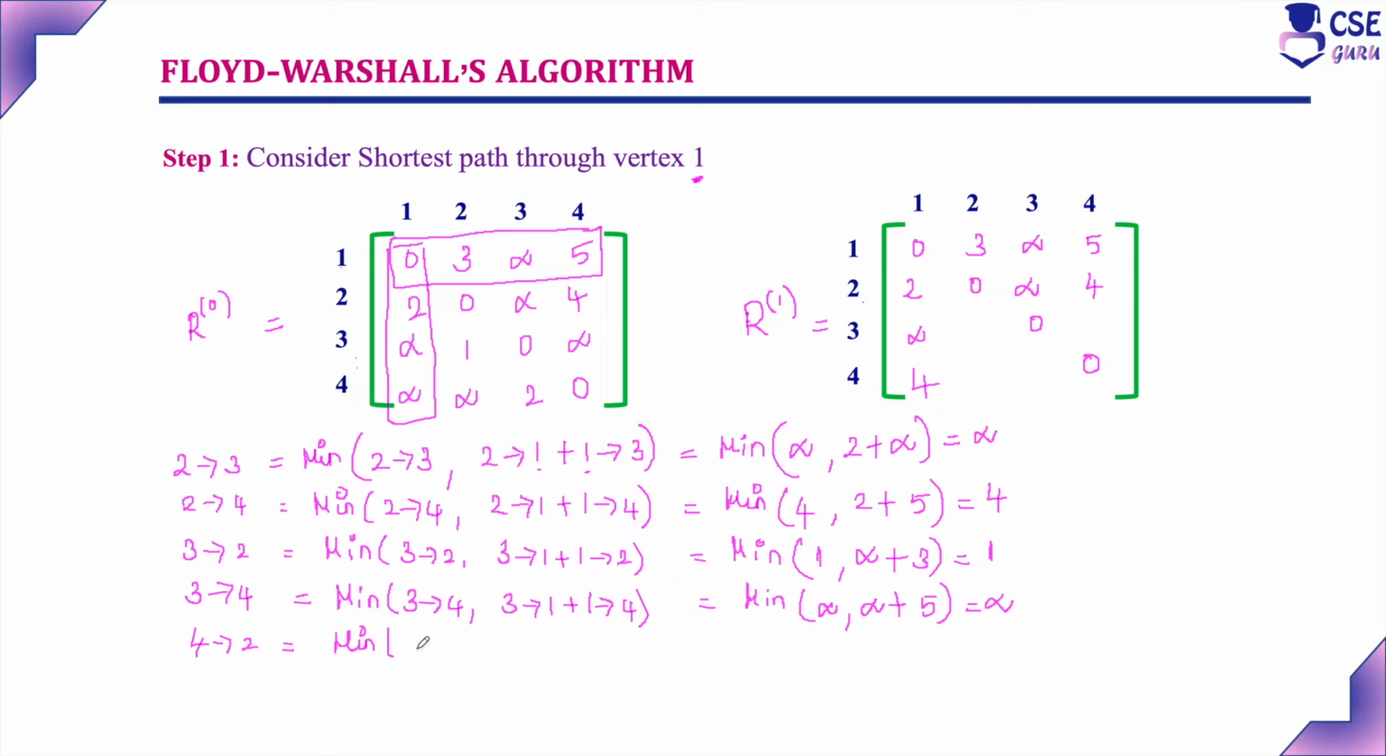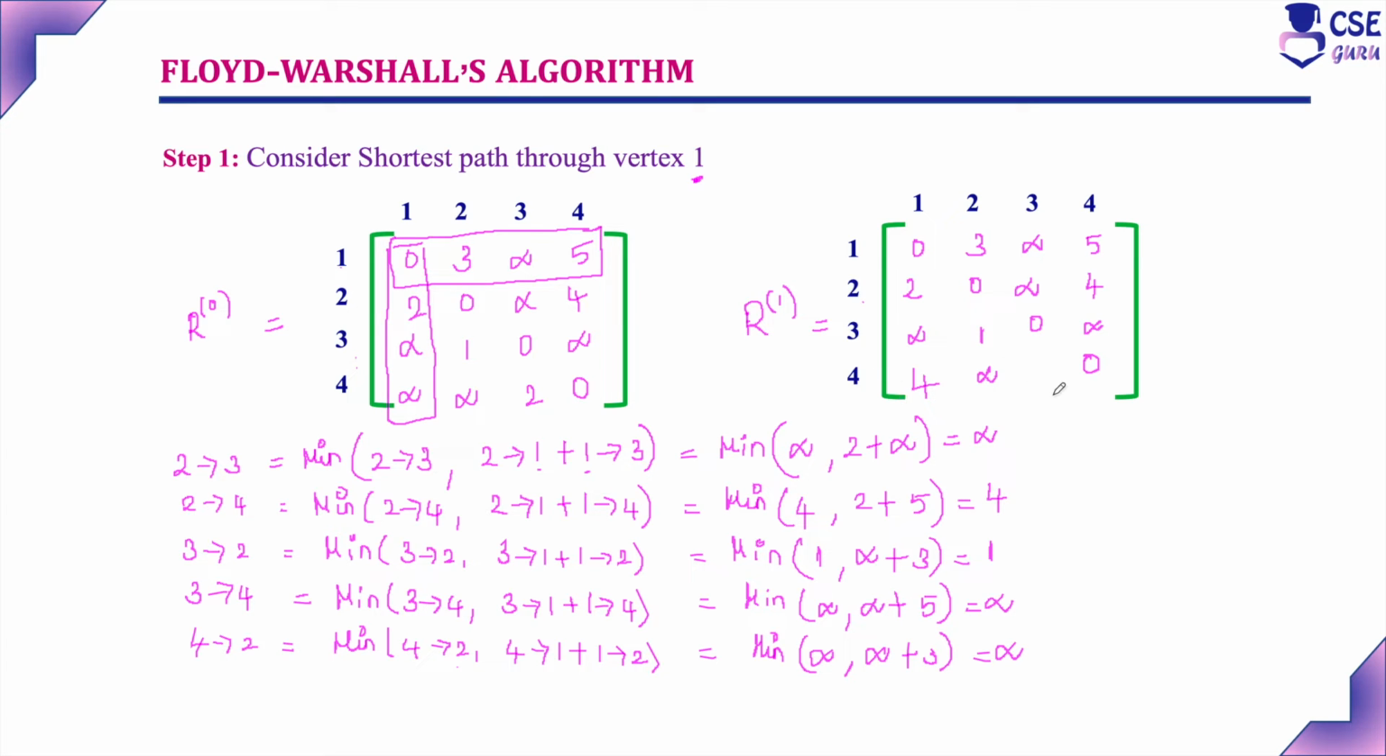And 4 to 2. So 4 to 2, if you are considering, that is minimum of 4 to 2, comma, through the vertex 1. So 4 to 1 plus 1 to 2. 4 to 2, the distance is already infinite. And 4 to 1 also infinite, plus 1 to 2, if you are considering, the distance is 3. So we will get it as infinite only.